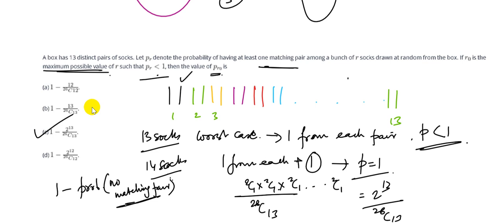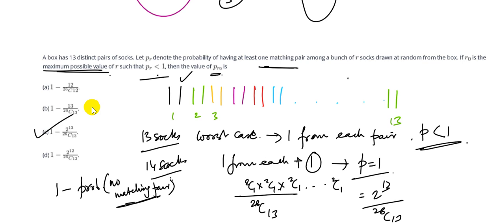So the whole problem is based on the basic concept of probability. What is the basic concept of probability? The probability of an event is equal to 1 if it's a certain event, and it's less than 1 if it's an uncertain event. And it is equal to 0 if it is an impossible event. So this is what you need to understand. The whole problem is based on this concept.